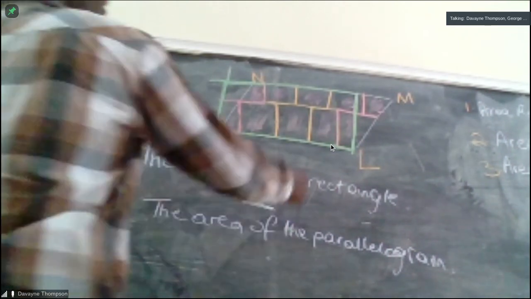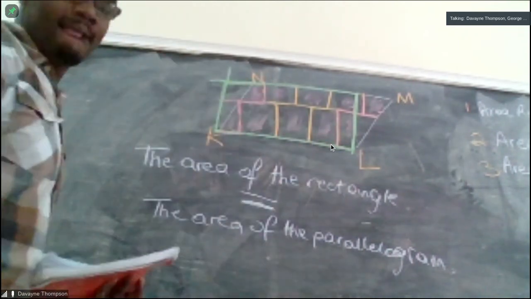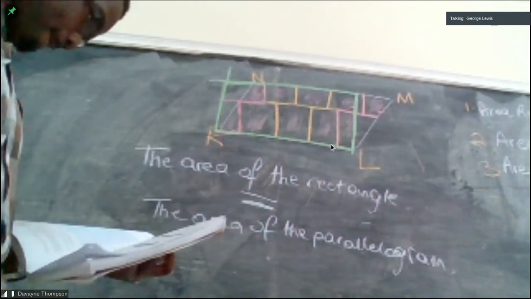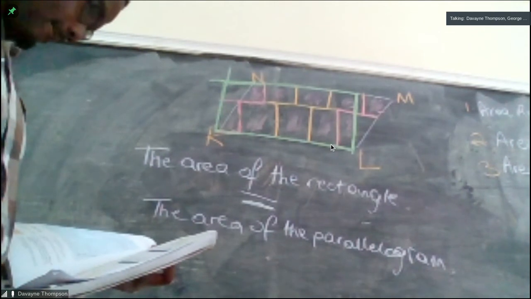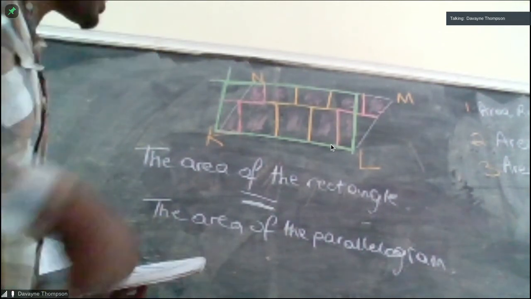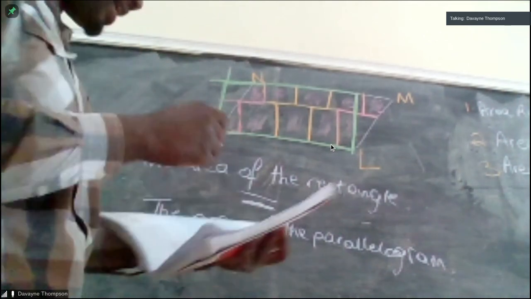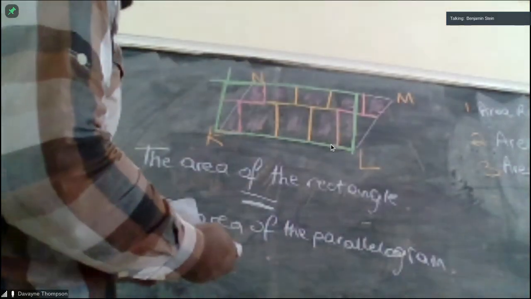So the parallelogram that I have drawn has more than 6 boxes, is that okay? Oh yeah, okay, I got you. But because this is a sketch, it's not going to be perfect. But in the exercise that you have here, those are exactly perfect. Alright? So look at this.